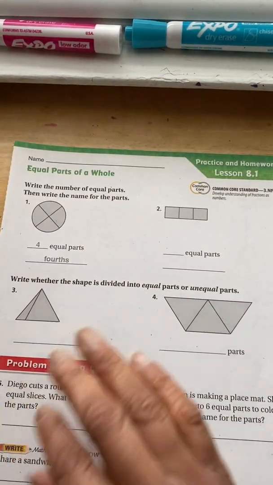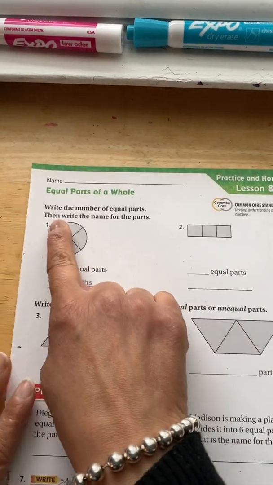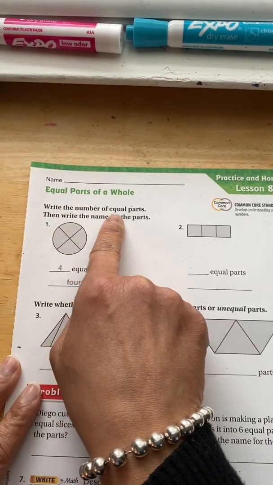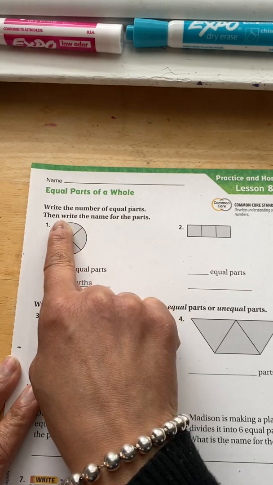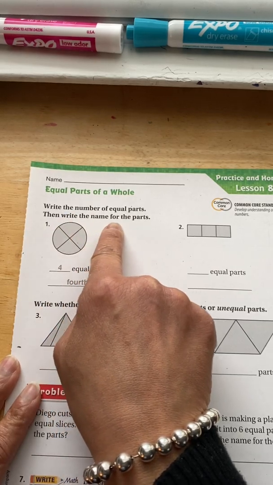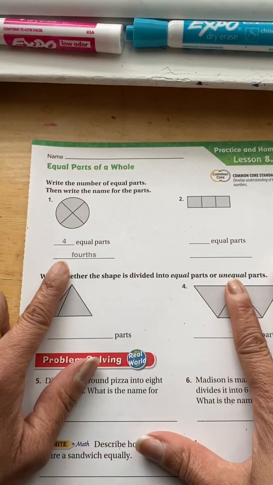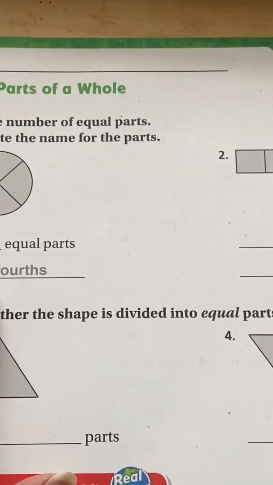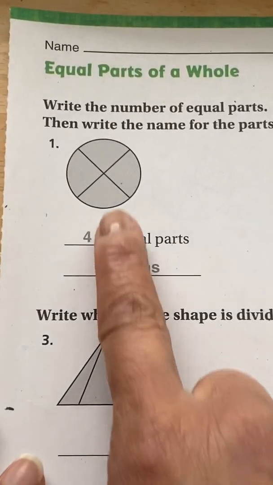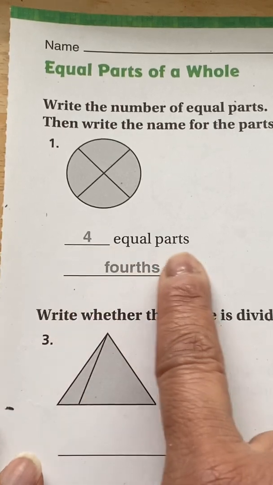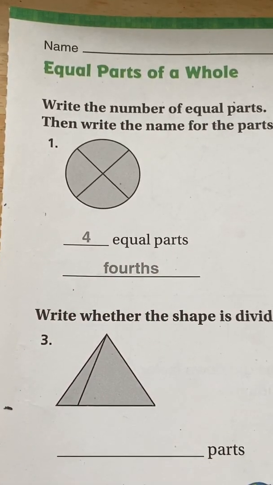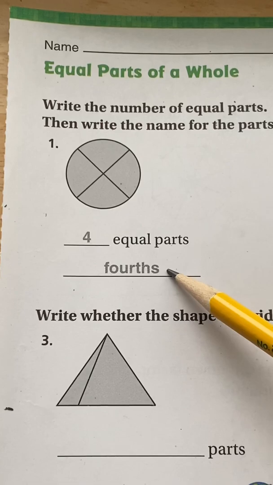So, on the first part of your homework, you are to write the number of equal parts and then write the number for the parts. So they did number 1 to help you as your first example. It says this circle has been divided into 4 equal parts, so we call it fourths.